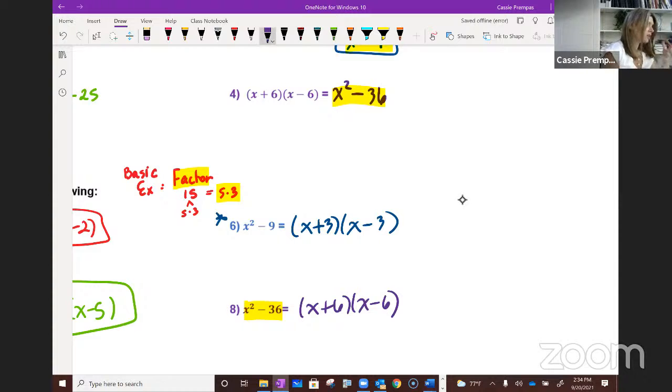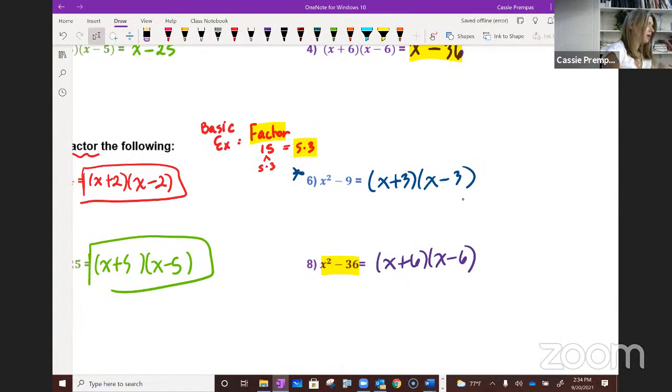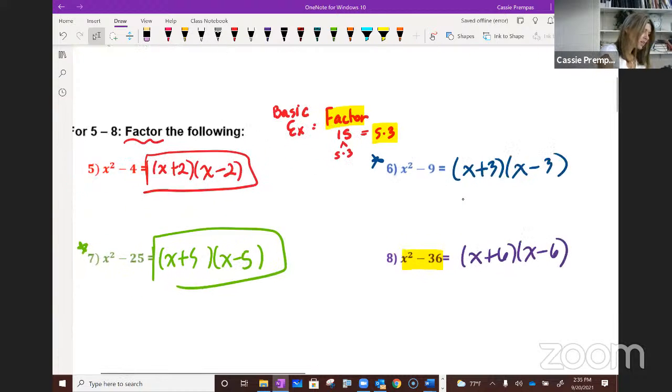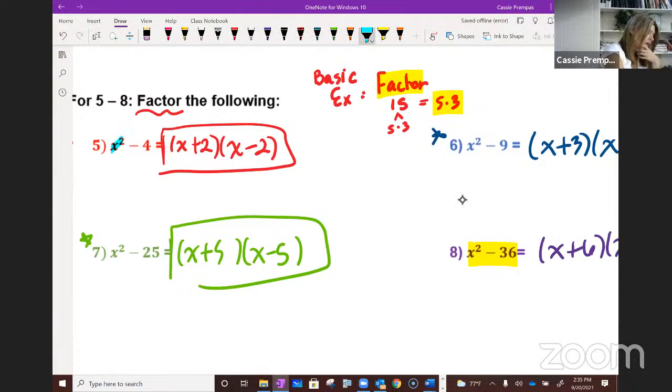Now, ultimately, you don't want to multiply every time and then factor it back down. You want to have a rule that will help you. If I'm given numbers in this format, just factor it straight down. So focus in on numbers 5 through 8. What do you notice about all of the values like x squared and 9, x squared and 25, x squared and 36, or x squared and 4?